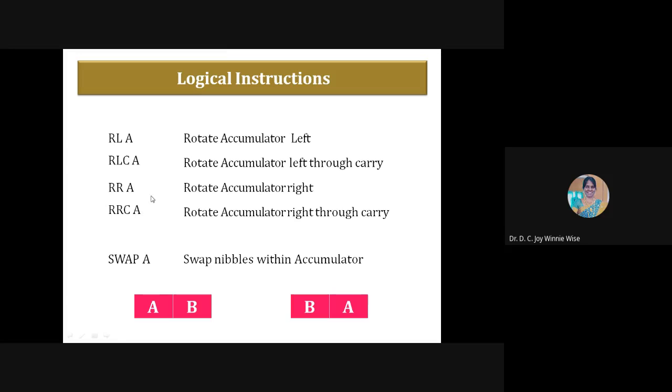Next, coming to this, we have swap instruction. It swaps the nibbles of the accumulator. A nibble is nothing but 4 bits of data. Suppose the input is AB, available in the accumulator. After execution of SWAP A, the content will be changed to B and A. So both the nibbles will be swapped. This is swap instruction.